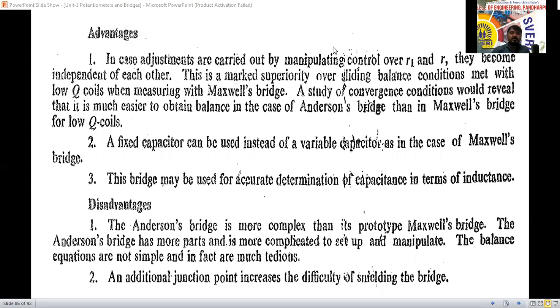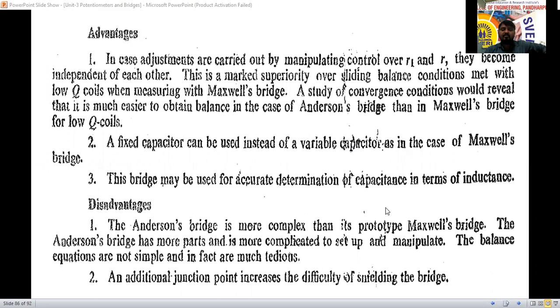So it completes all the measurement of inductance. How many bridges have we discussed for the measurement of self-inductance? Maxwell inductance bridge, Maxwell inductance-capacitance bridge, Hay's bridge, and Anderson bridge. Four bridges we have discussed. Out of these four bridges, we will take one for the practical. Maxwell bridge we have already discussed, so we will take one more.